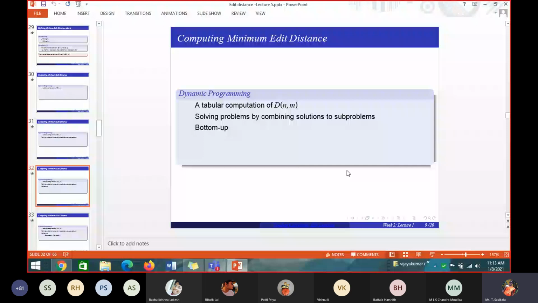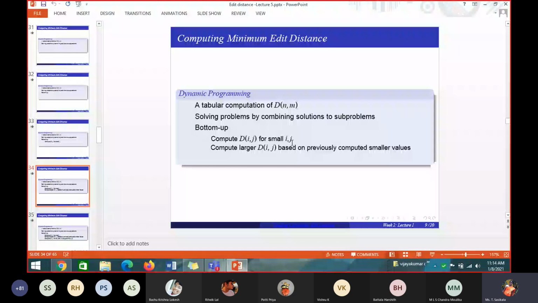That is, compute D of ij for smaller ij. Lower level will be the smaller. First 1, 1 I will do. Then from 1, 1 I will be doing 1, 2, 1, 3, 1, 4. It will be moving like this. That's why it is called a bottom up approach of execution. That is, first compute D of ij for smaller ij values. Then compute larger D of ij based on the previously computed smaller values. That is called a bottom up approach.